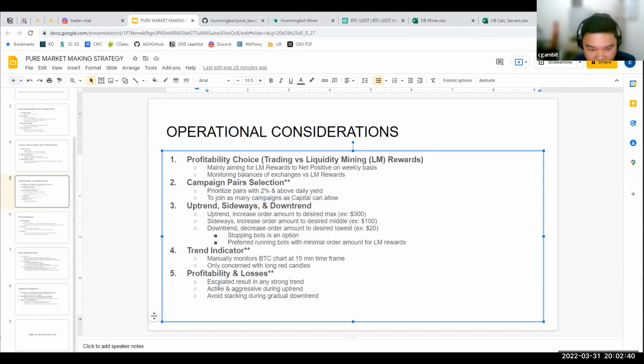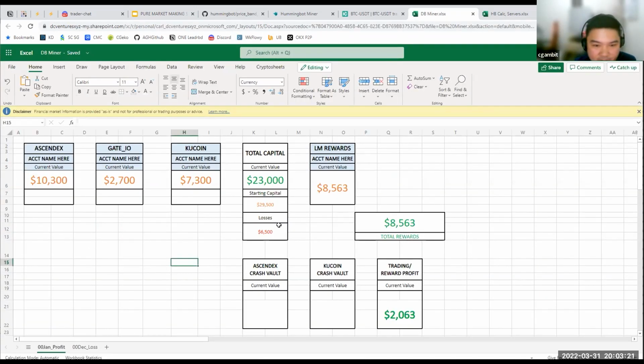And then for the profitability, you need to be aggressive and active during an uptrend. And for the downtrend part, you need to avoid stocking inventory. So, as an example, this is how we monitor our balances and our profitability. For each exchange, we just manually encode here the balances and USDT amount, on Gate.io and KuCoin. So those are the 3 exchanges that we join, and this one will total up the capital. And then we also manually record the LM rewards, the liquidity mining rewards, and it will help compute our losses here.